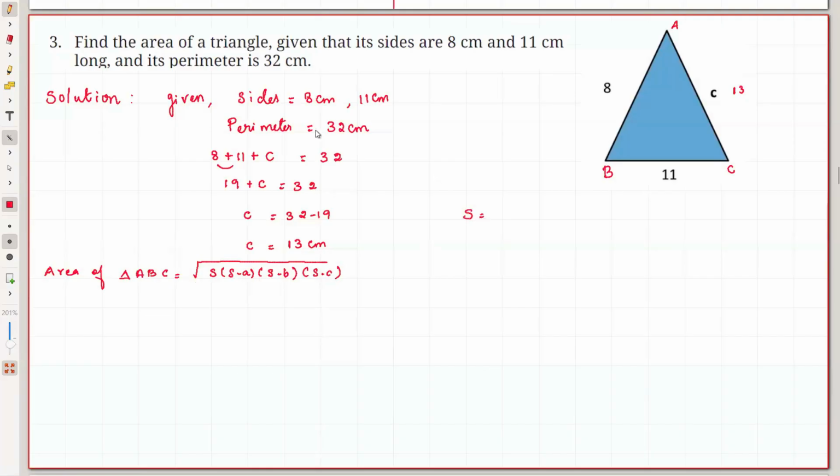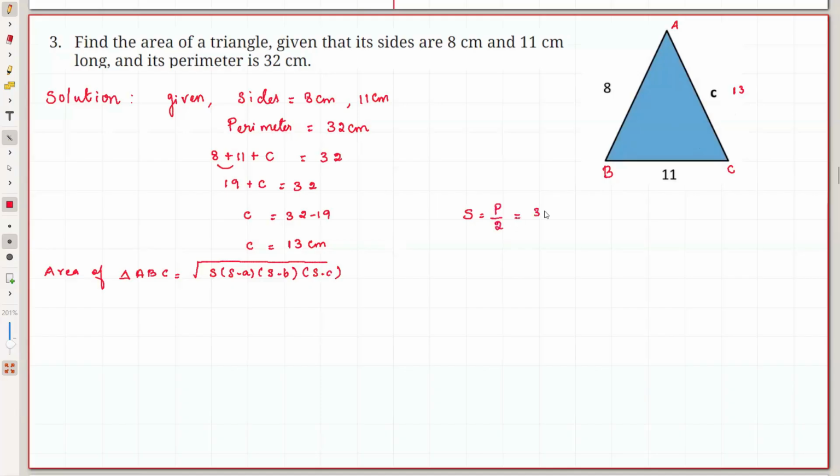Semi-perimeter is nothing but perimeter by 2, since the perimeter is given. Otherwise, what you have to do is A plus B plus C by 2: add all the sides and divide by 2. So semi-perimeter is equal to perimeter by 2.